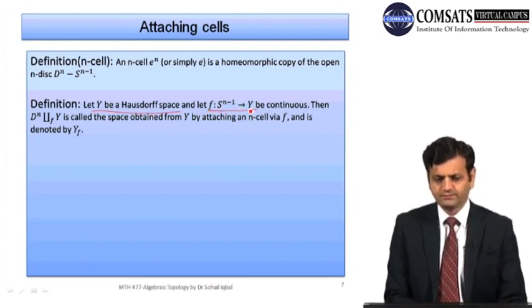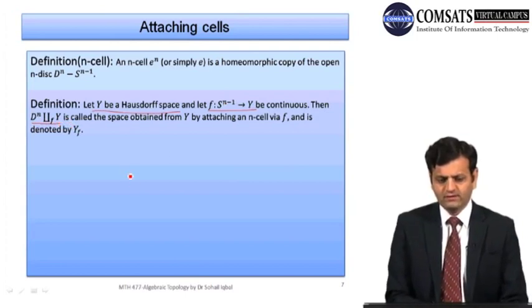Our next definition is: given any Hausdorff topological space Y and a continuous function from Sn-1 to Y, we can attach the disk Dn to Y. How do we do that? If we have a disk Dn, of course I'm just depicting the diagram for the two-dimensional case.